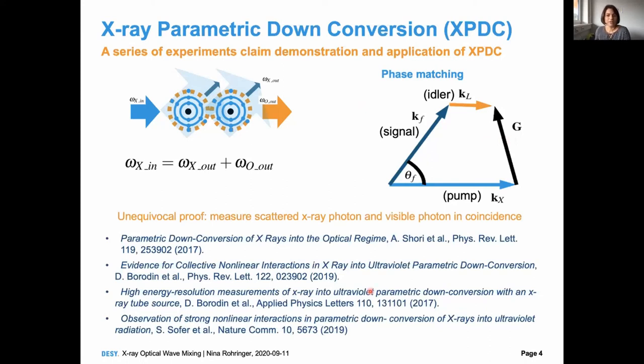In this set of previous experiments, the outgoing photon flux was measured. The photon energy of this photon was measured by an analyzer, and the outgoing photon flux was measured by just putting a photodiode at different points of these phase matching conditions.